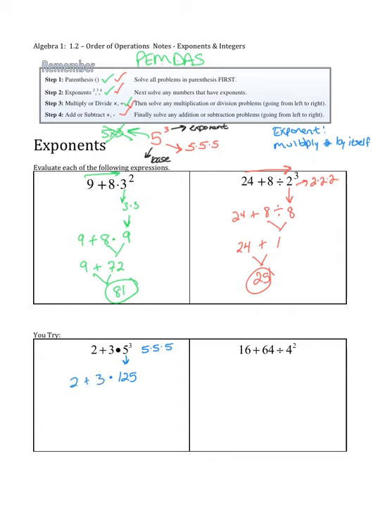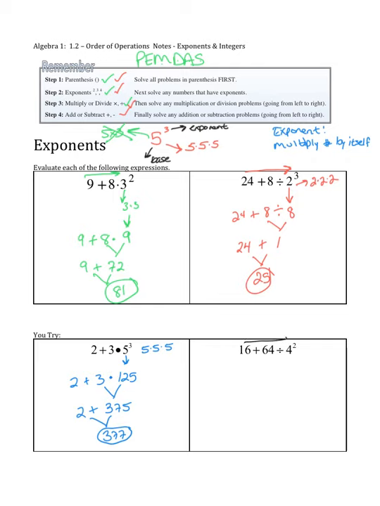2 plus 3 times 125. I just bring down the rest of the equation. All right, you multiply first. 3 times 125 is 375. And we still have to add our 2. 377. I always write my 7s like that. As I said in the last lesson, I really recommend you write things out. Write out each step until you get really solid with this, because I don't want you to make mistakes that are not necessary.